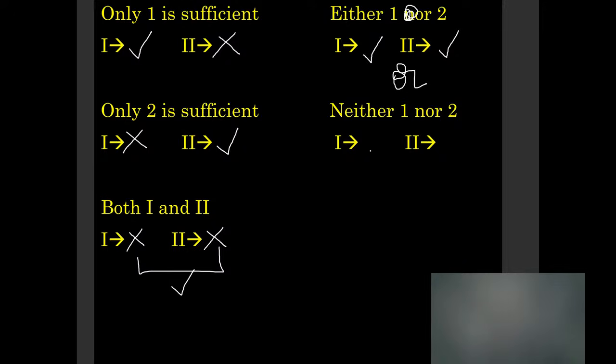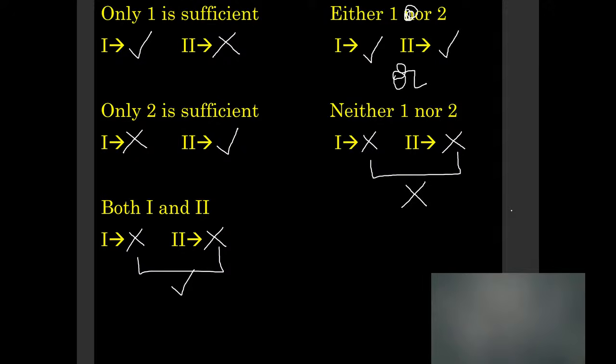Next, neither one nor two. From the first one, you are not getting the answer. From the second one also, you are not getting the answer. Then you should combine both the statements. After combining both the statements, also you did not get the answer. In that scenario, you should be taking neither one nor two as the answer. Okay, is everyone clear with this?